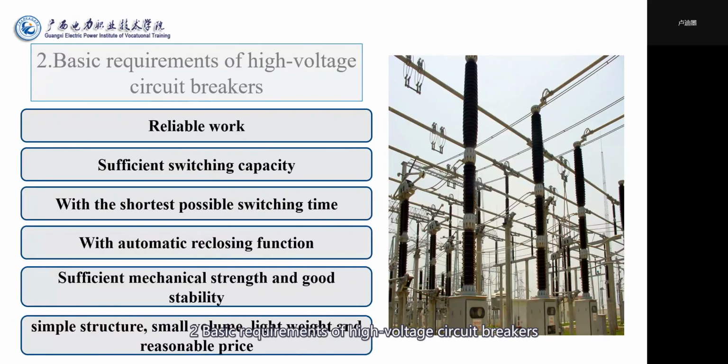2. Basic requirement of high voltage circuit breakers. Reliable work, sufficient switching capacity, with the shortest possible switching time, with automatic reclosing function, sufficient mechanical strength and good stability. Simple structure, small volume, lightweight, and reasonable price.